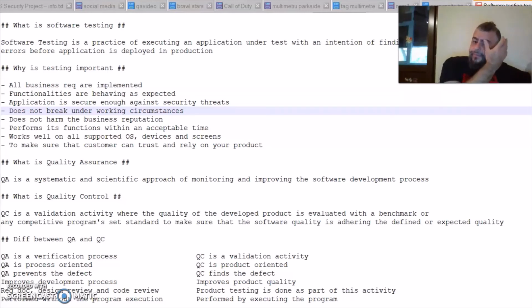But yeah, you have to plan ahead, and you have to make a small survey or take advantage of an existing survey of what software platforms, software operating systems are there on the market, and what is most commonly used by potential customers that will want to buy from your company the product that you're working on, right? To make sure that the customer can trust and rely on your product.